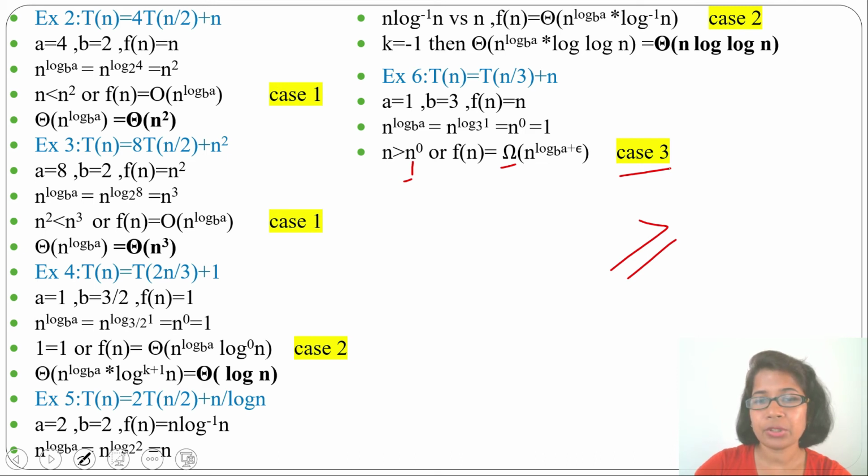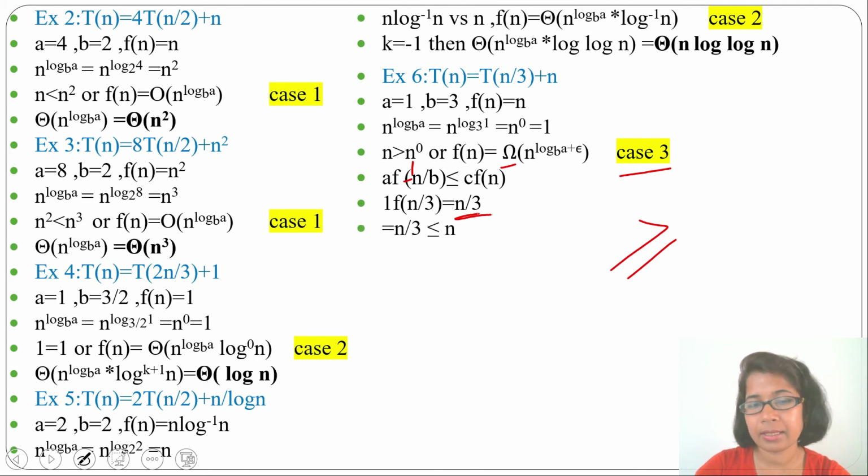Next, we need to check another condition, that a times F of n divided by b should be less than or equal to c times F of n. What is a? The a value is 1. What is b? The b value is 3. So 1 multiplied by the function n divided by 3 is n divided by 3. n divided by 3 should be less than n. Yes, this is correct, so it also satisfies. In case 3, the running time will be theta of the function, so it will be theta of n.